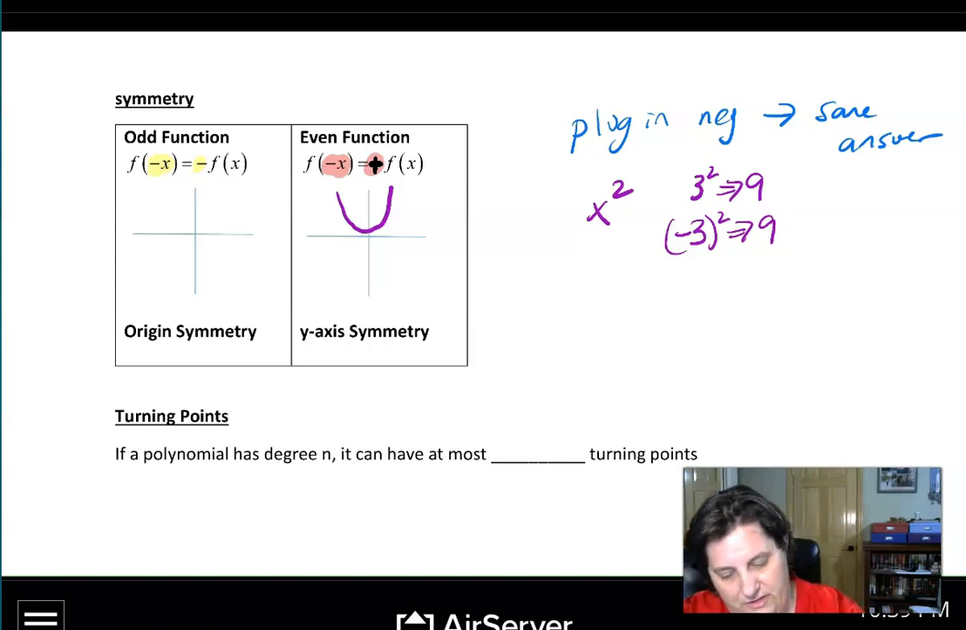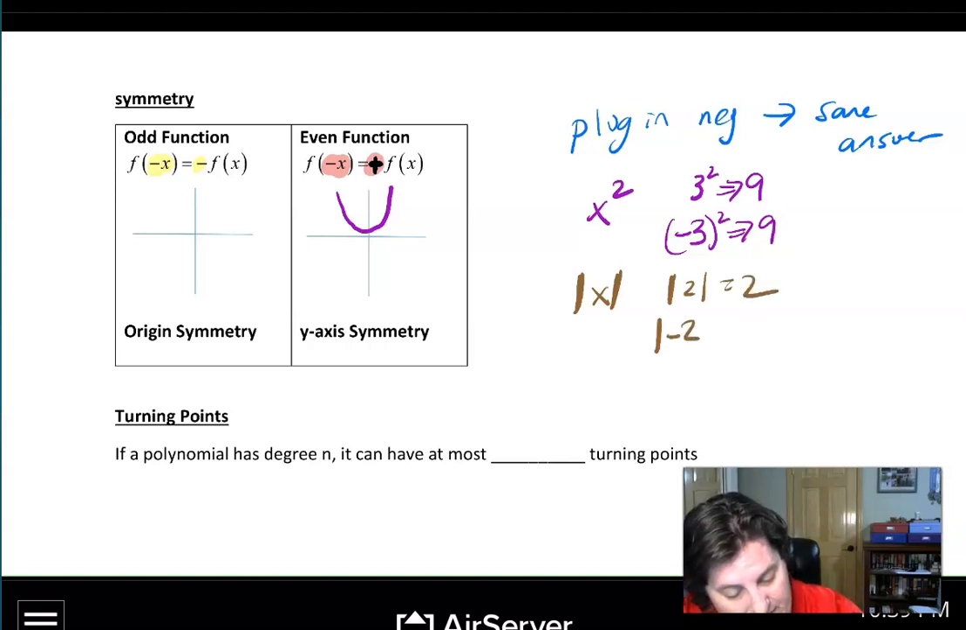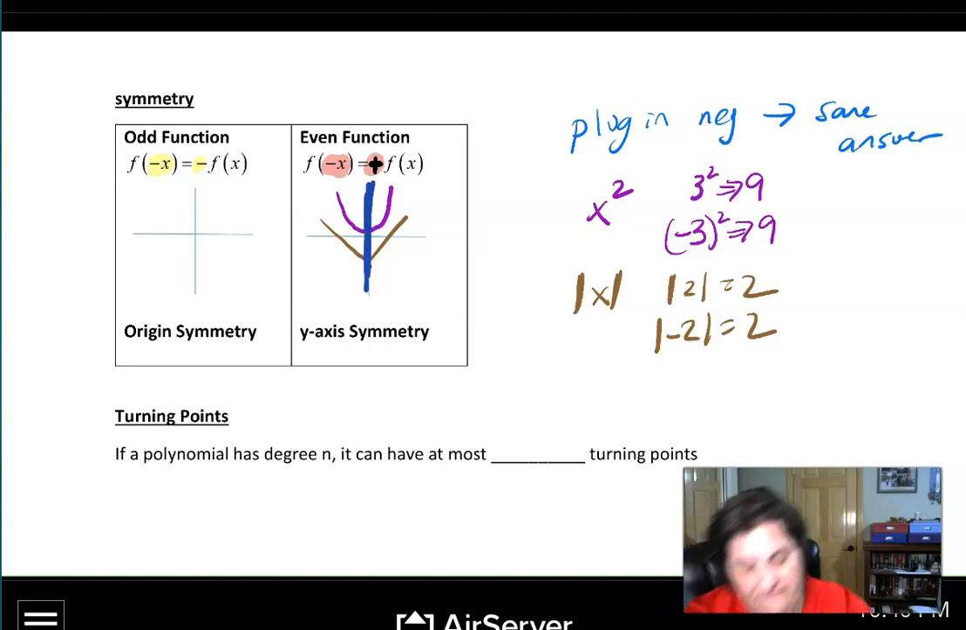even symmetry? The other one I always think of is absolute value, right? So like, let's say I did, what's the absolute value of 2? What's the absolute value of negative 2? Also 2. So I can put my absolute value down here, but okay, these things have what we call y-axis symmetry. That means that if I fold it along that line, they will match up.